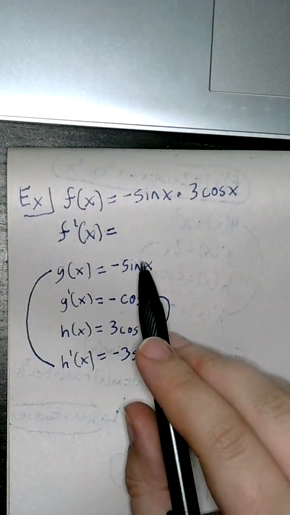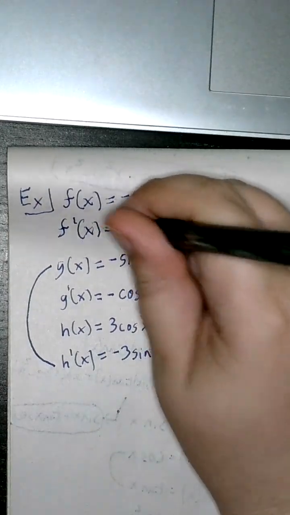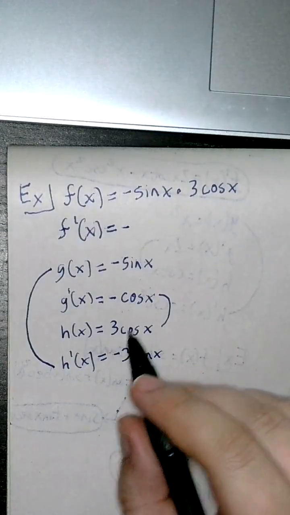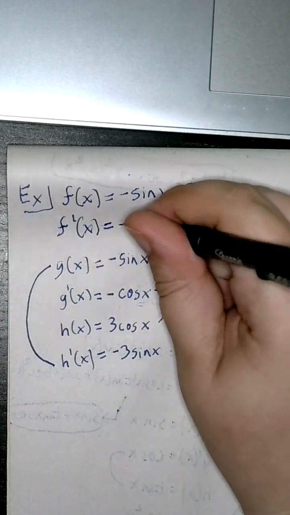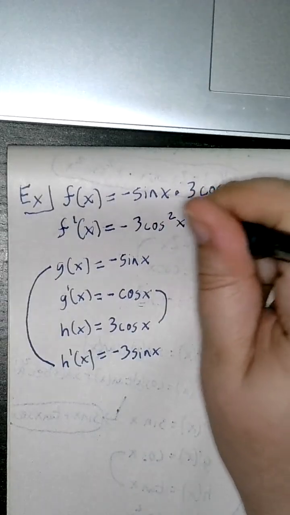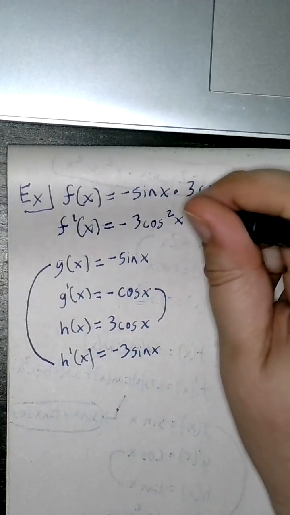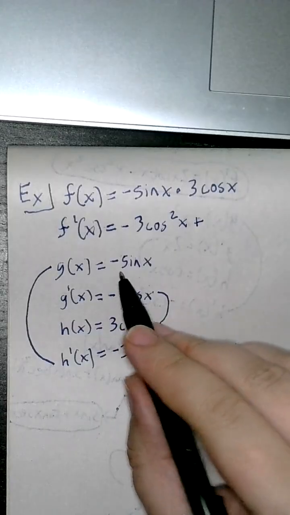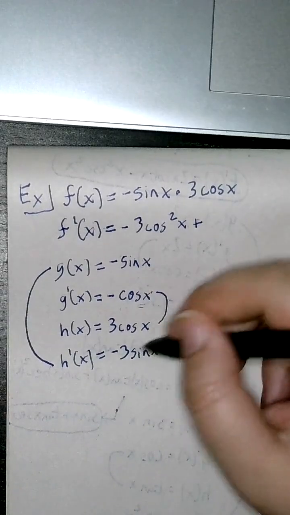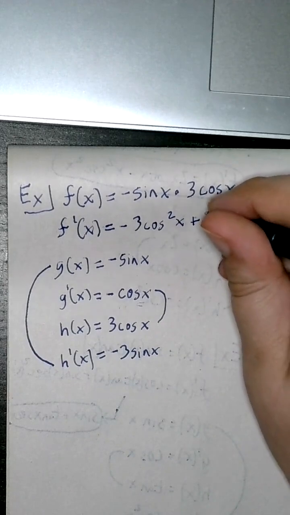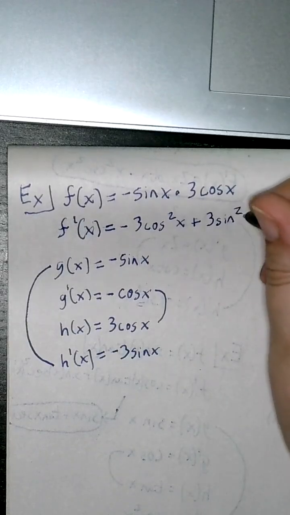So now, what I'm going to do is I'm going to multiply my inside functions together. So that's going to be negative times positive, which is negative. So that's going to be negative 3. Cosine times cosine, well, that's just cosine squared. And then I'm going to add negative sine x times negative 3 sine x. So that's going to be negative times negative is positive. That's going to be 3. And then sine times sine is sine squared.